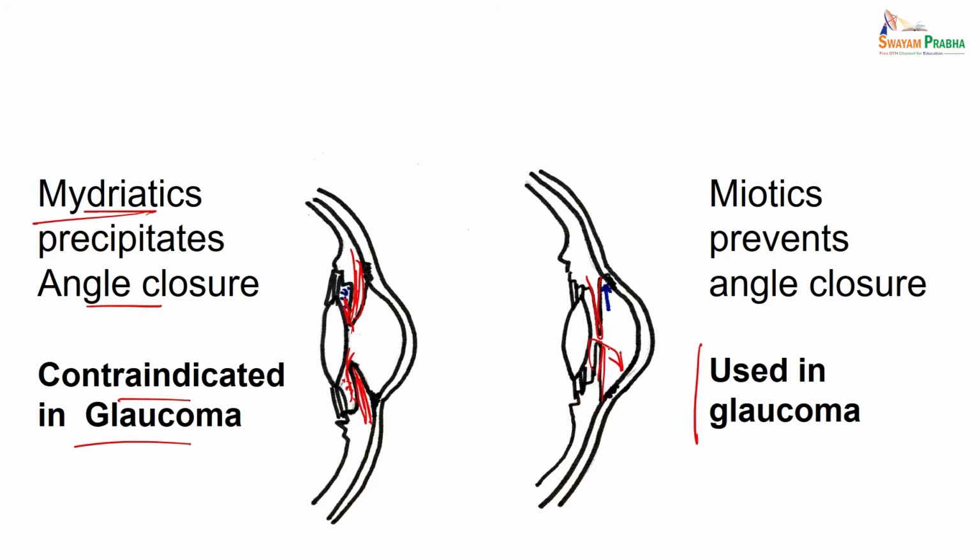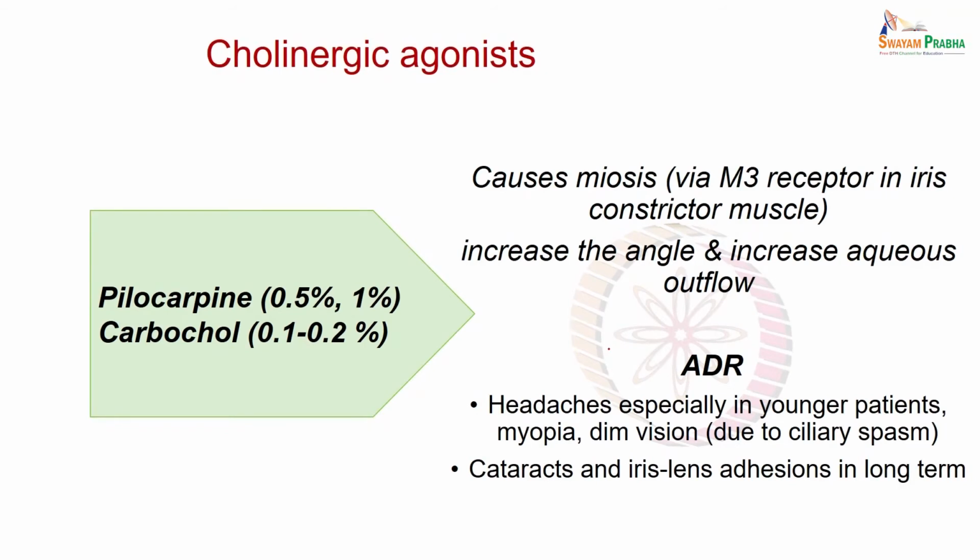Mydriatic agents are all anticholinergic drugs. The anticholinergic property is there in different categories of drugs: antidepressants, antihistamines and antispasmodics. The cholinergic agonists which are used are pilocarpine and carbachol, of which pilocarpine is more used.